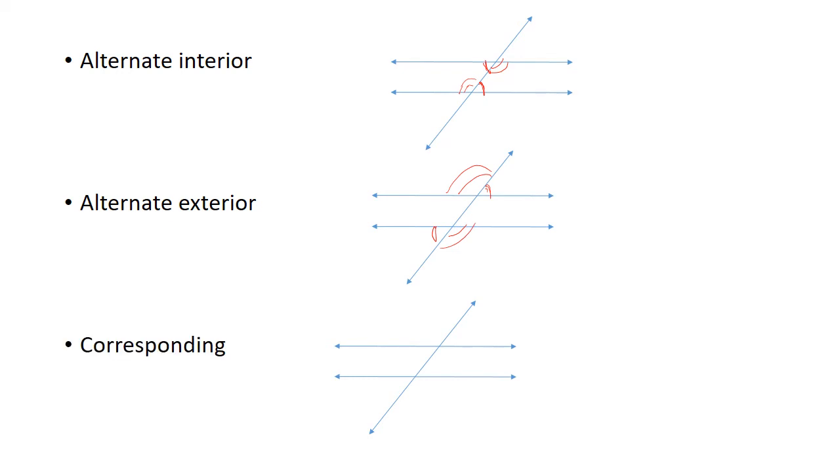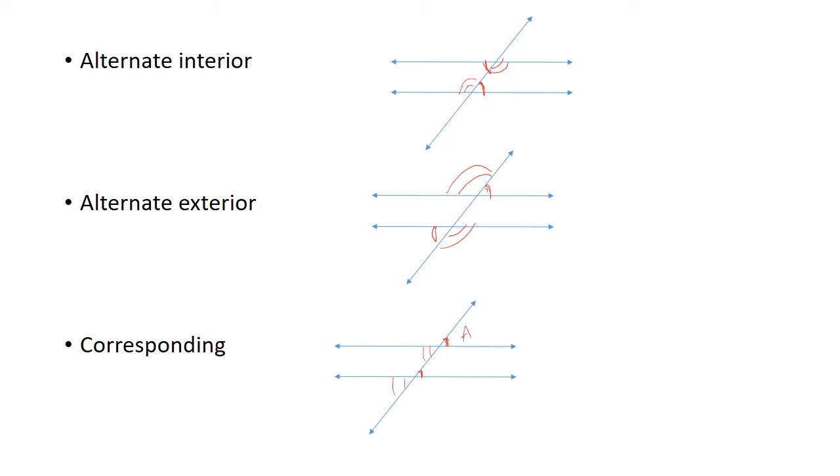So those are going to be congruent. The other one is corresponding. So that just means they're on opposite sides of the parallel lines and on the same side as your transversal. So a corresponding angle is going to be this one. Those are going to be congruent.